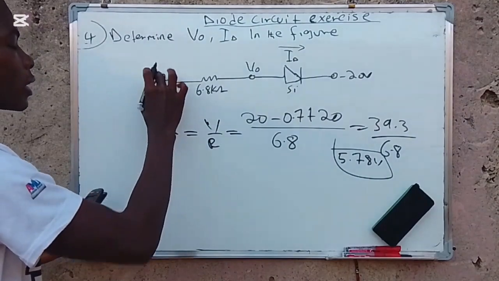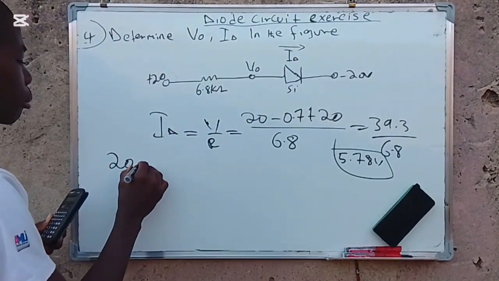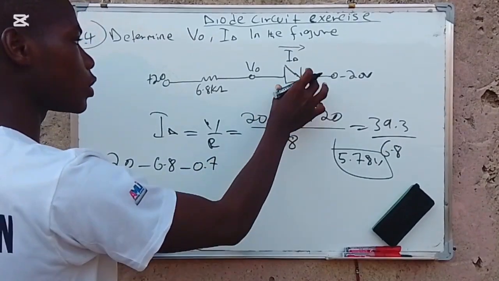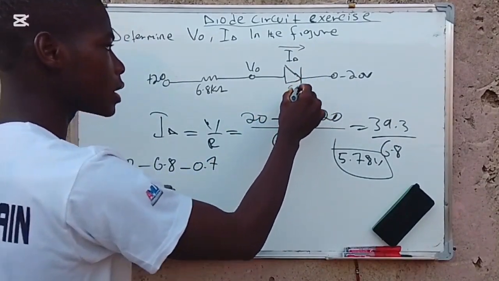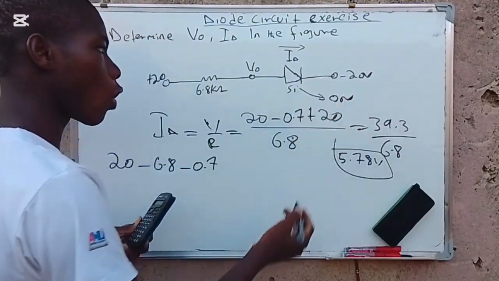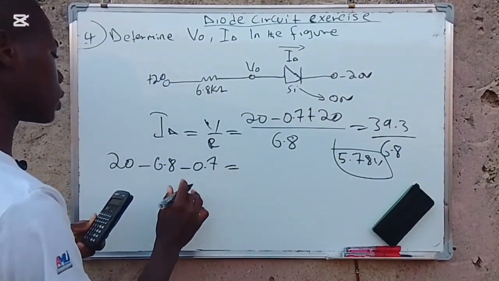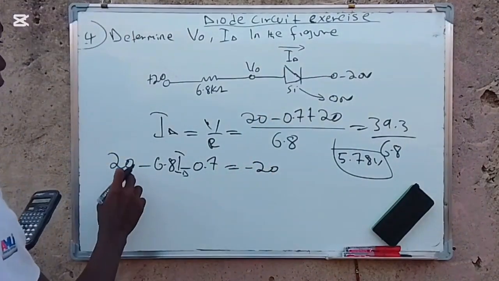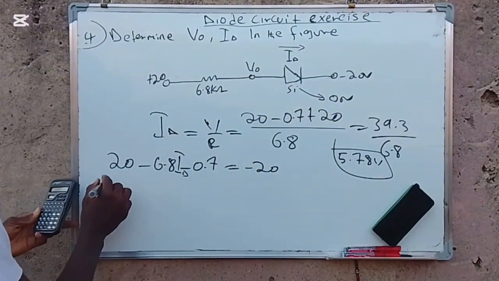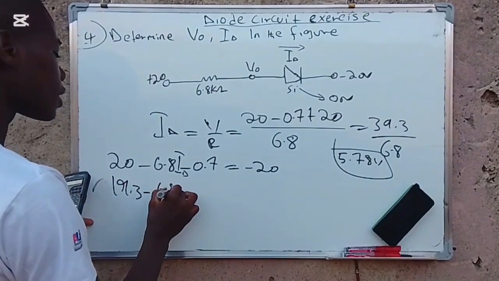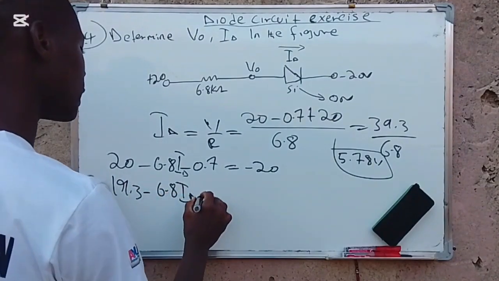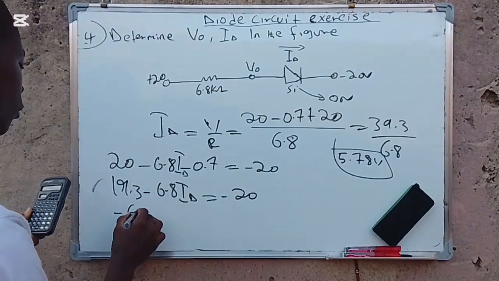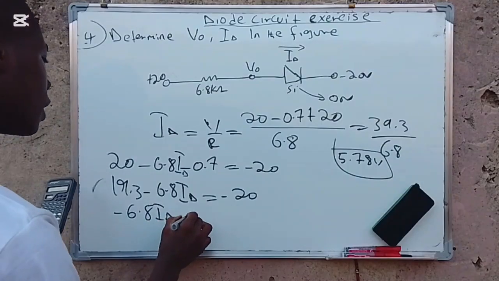So let's use the KVL. The KVL, this is rising, so therefore it will now be 20 minus 6.8, and therefore minus 0.7 again, which is the silicon voltage. And as you can see, the diode is on. So therefore I have ID here. This should now be equal to negative 20. So this and this will give me 19.3 minus 6.8 ID. This should now be equal to minus 20. So as you can see, minus 6.8 ID minus 20.